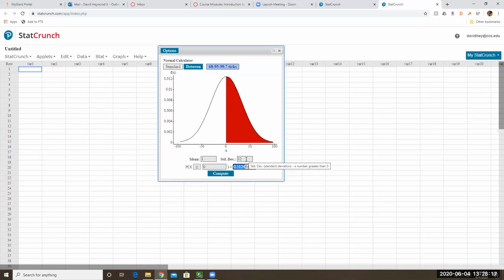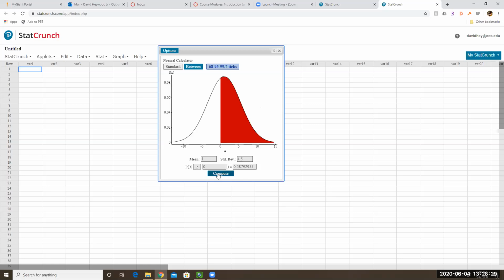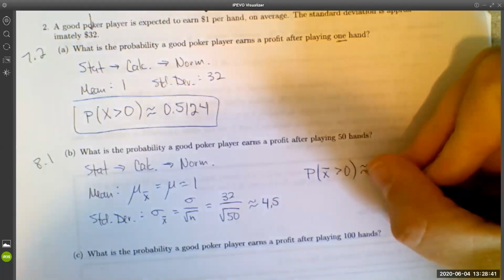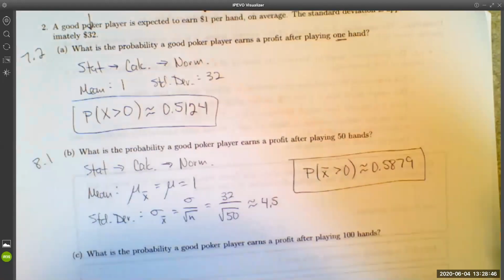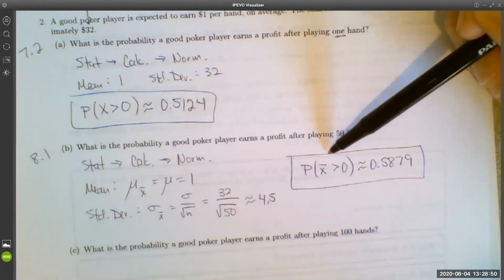But here we go. So again, the mean is 1. This time the standard deviation decreases to 4.5. And we're looking for the probability, again, that x bar is greater than 0. Okay, so this time we got 0.5879. Okay, so this time the probability increased, right?